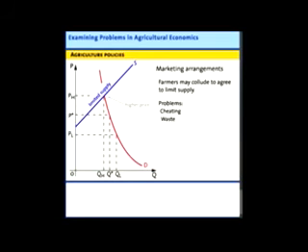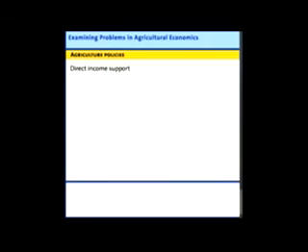A final way of dealing with the problem that farmers face is to directly support their incomes. And this is what the economist would say to begin with. The problem is farmers' incomes are too variable. If we want to help the farmers, then let's stabilize their incomes. Well, the economist's first solution would be to have these farmers buy insurance.